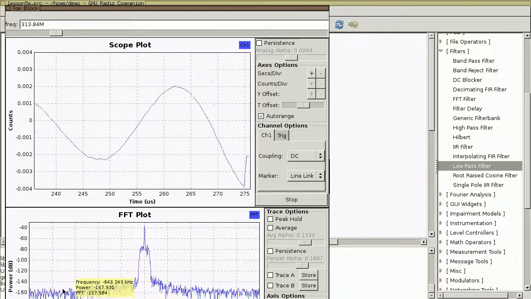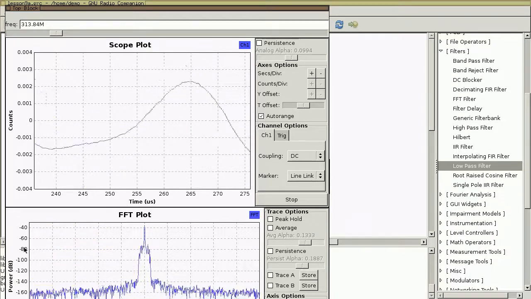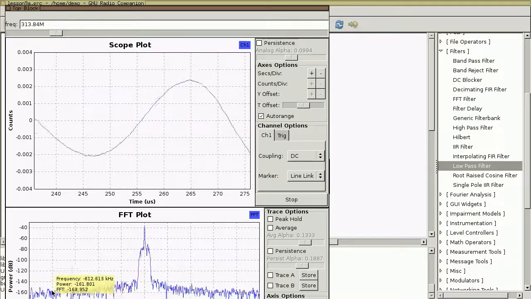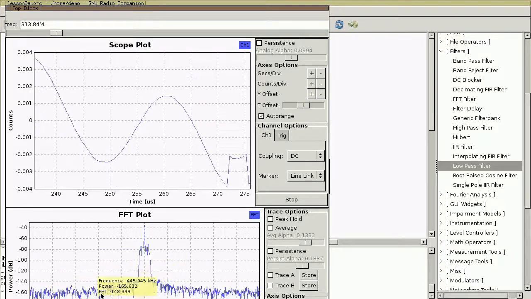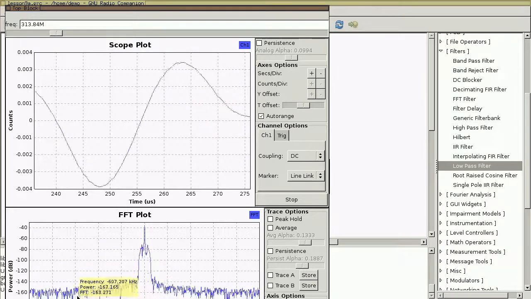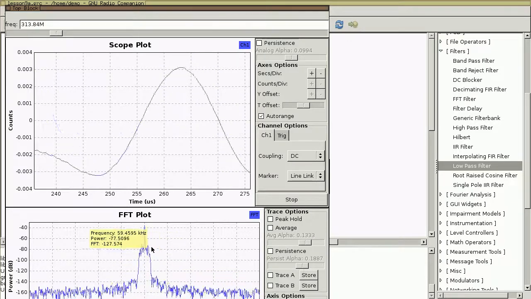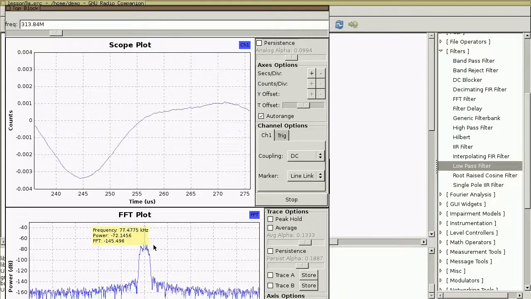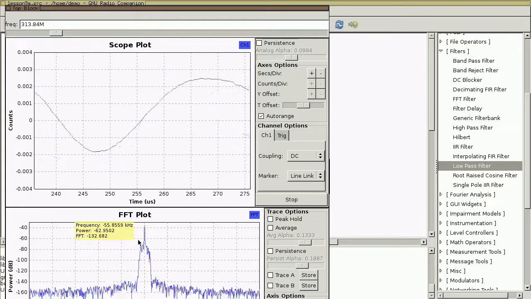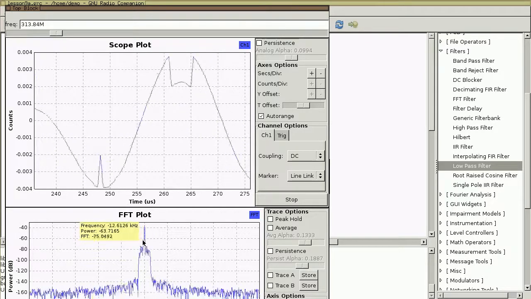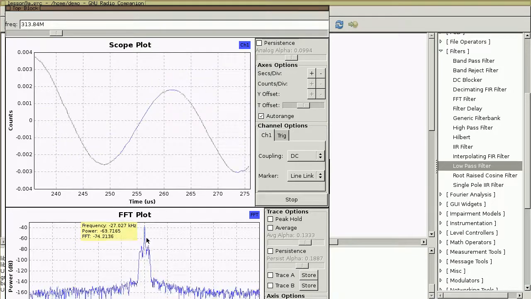There we go. If I turn this way up so I see a lot of dB per division, 20 dB per division here, now I can see all that stuff way down at negative 160 dB. That's much lower than it was before. It's only the frequencies between positive 40 and negative 40 kilohertz that are being passed by this filter.